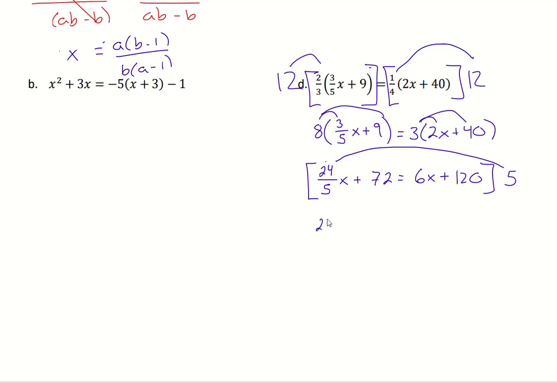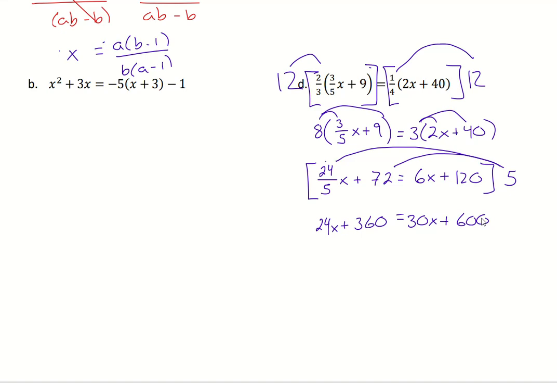Good. 24x plus, and this is a bigger number, I think this is 360, equals, because I'm just distributing to everything here, both sides. What's 5 times 6x? 30x plus 600. At this point, I now have an expression in front of me that has no fractions anywhere. This is not the only way to do the problem, but it's the way that I view it, especially if I don't want to think about fractions.